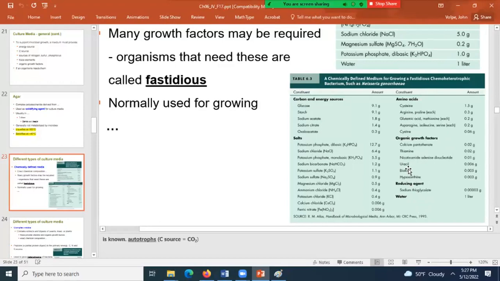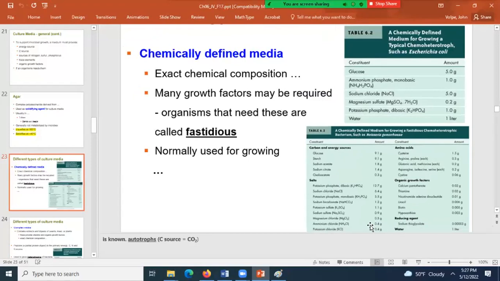Thiamine, that's a B vitamin. Nicotinamide, another B vitamin. Biotin, another B vitamin. Uracil is a nucleotide. And then this is adding sodium thioglycolate. So this would be growing an anaerobe. Okay, any question about that? The point is that this is still a chemically defined media. We're using distilled water. So we know all of the additives that are in this media.